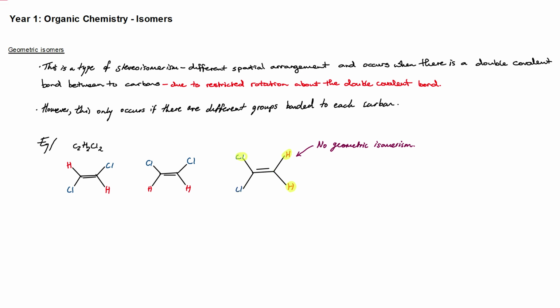And this is a common exam question, I should say, where they ask, why does this molecule A not exhibit any geometric isomerism? And the reason for that is that there are 2 of the same groups, in this case hydrogen atoms or chlorine atoms, attached to one of the carbons.